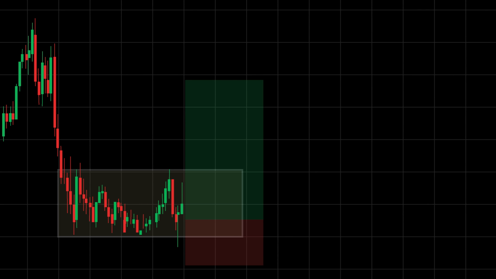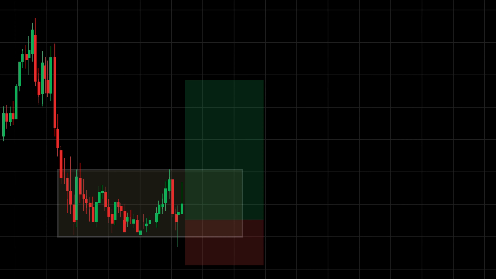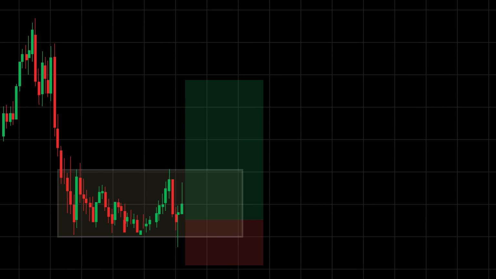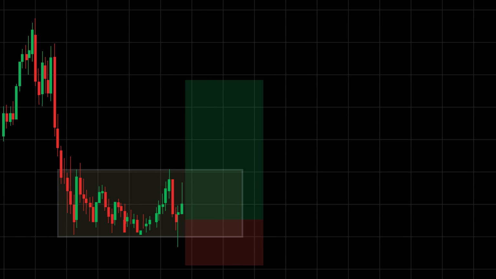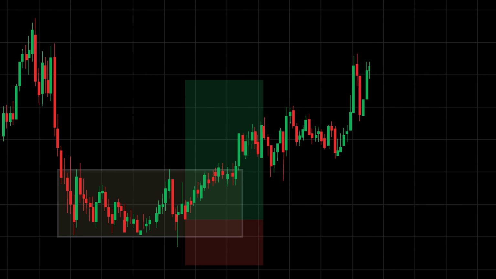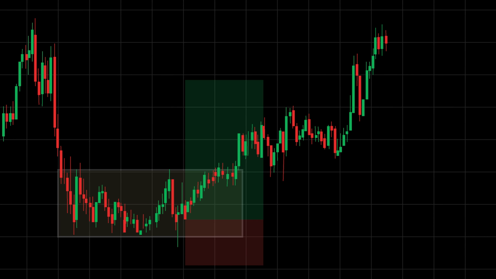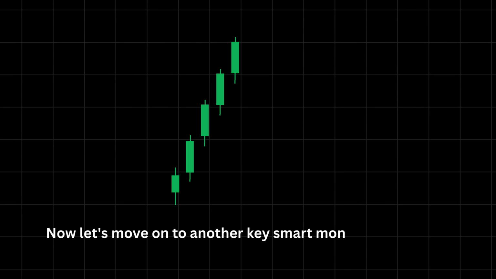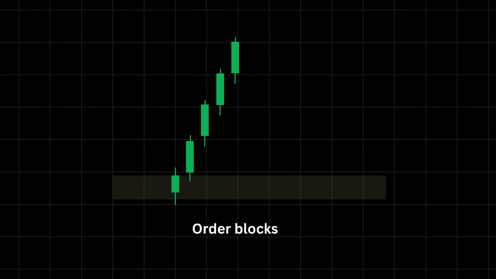Your entry is on the close of that candle that reclaims the range. Set your stop loss just below the recent swing low. Your target, the next significant resistance level. This is your opportunity to catch the markup phase, the explosive move upward, fueled by institutional momentum. Let's move on to another key smart money concept, order blocks.